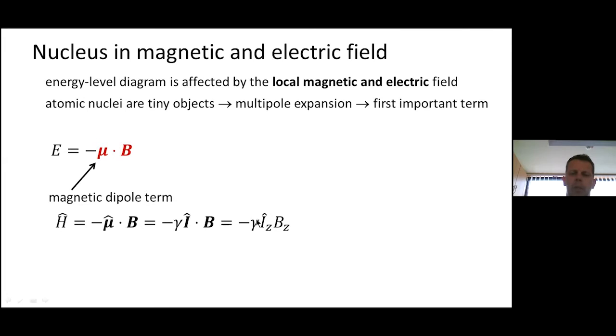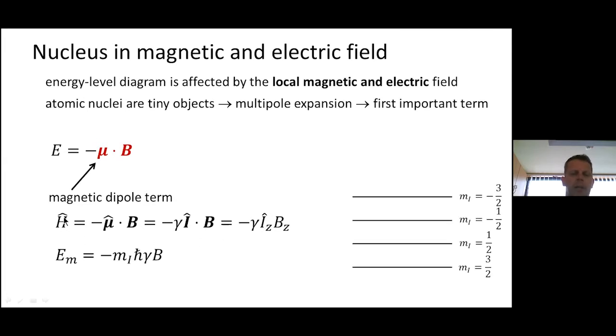For this one, we know what the eigenstates are. So the eigenstates of such a Hamiltonian are given by these eigenenergies, which depend on the magnetic quantum number, gyromagnetic ratio, and magnetic field. For a nucleus with total spin 3/2, for example, we get such an energy level diagram.